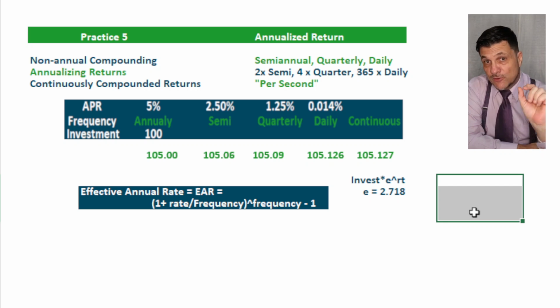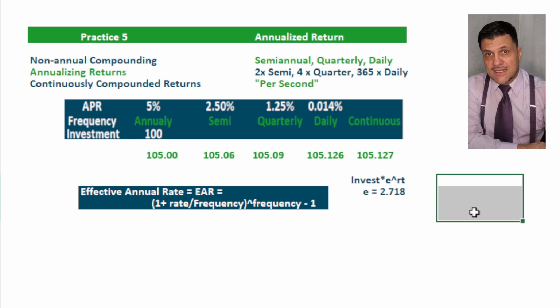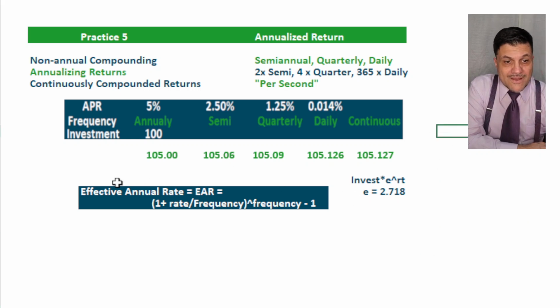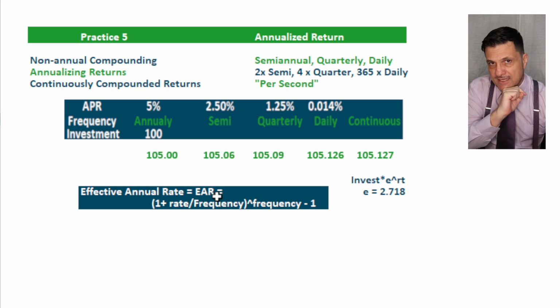No, you're going to get a little bit more if it was daily compounding, if it was semi-annual compounding, but not an absurd amount. Okay? And let's finish this video with something that I found very important. It is what we call the effective annual rate, the EAR. Be careful with the EAR.